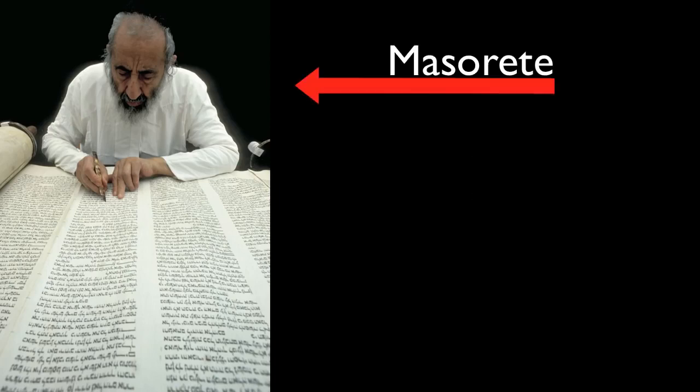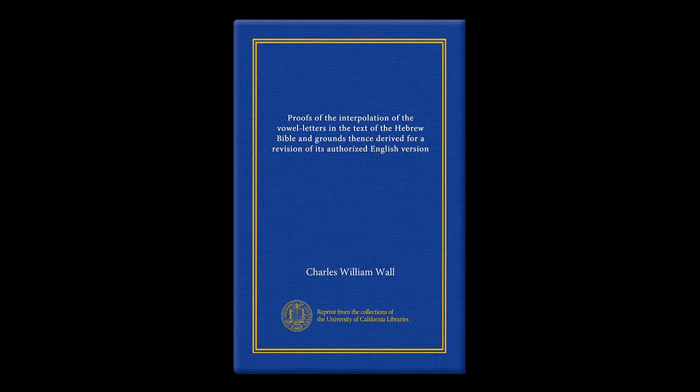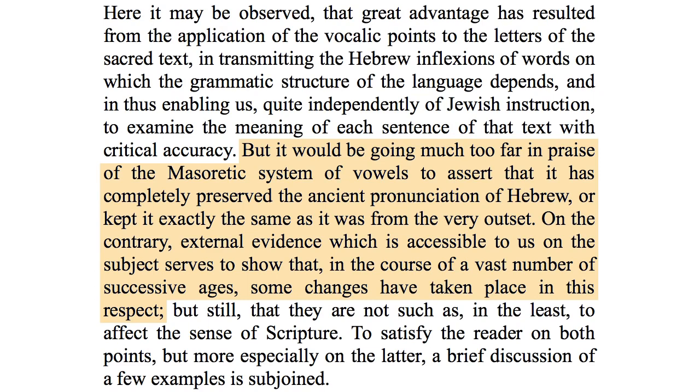Many people depend on this Masoretic vowel pointing system for the correct Hebrew pronunciation, but this system is false and corrupt. This is a book called Proofs of the Interpolation of the Vowel Letters in the Text of the Hebrew Bible by Charles William Wall. This is page 8, and he's addressing the topic of using the vowel points for the correct pronunciation.